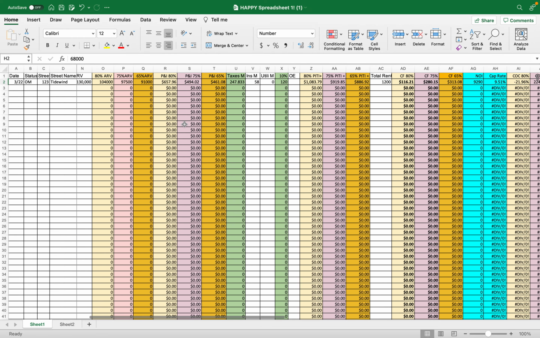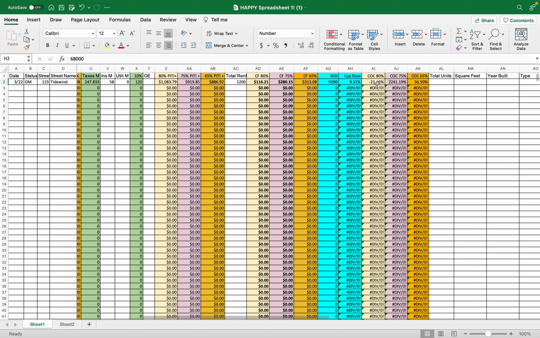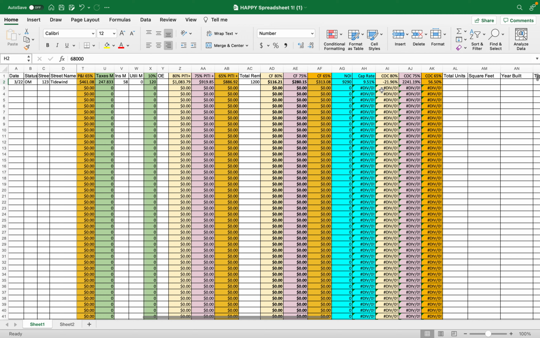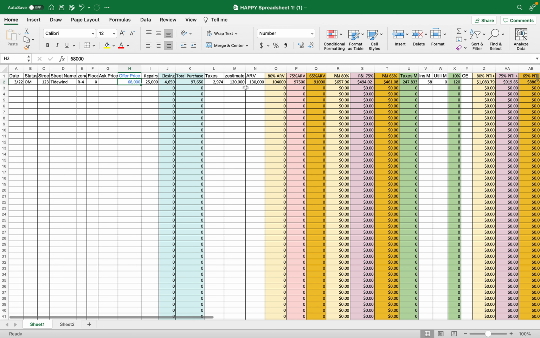So now if we go back here and look at our cash on cash return, you can see at the 80%, we have negative 21%. So how is it that we have a negative? Well, if you look here, if we were to go with that loan product at this price, the bank would give us up to $104,000. So with $104,000, when we go to closing, we're at $97,000. Now we're going to walk away from the closing table with a little bit of cash in our pockets.